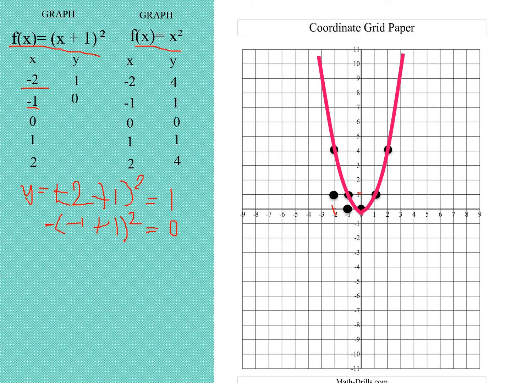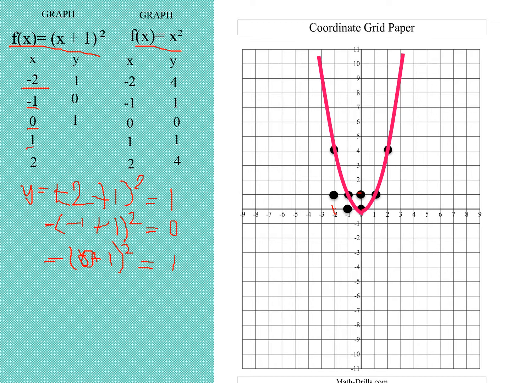Next, we have 0. What about when our x is 0? So, we have 0 plus 1 squared. 0 plus 1 is simply 1. Then, 1 squared is positive 1. So, we have 0 and 1. Then, our plot is there.